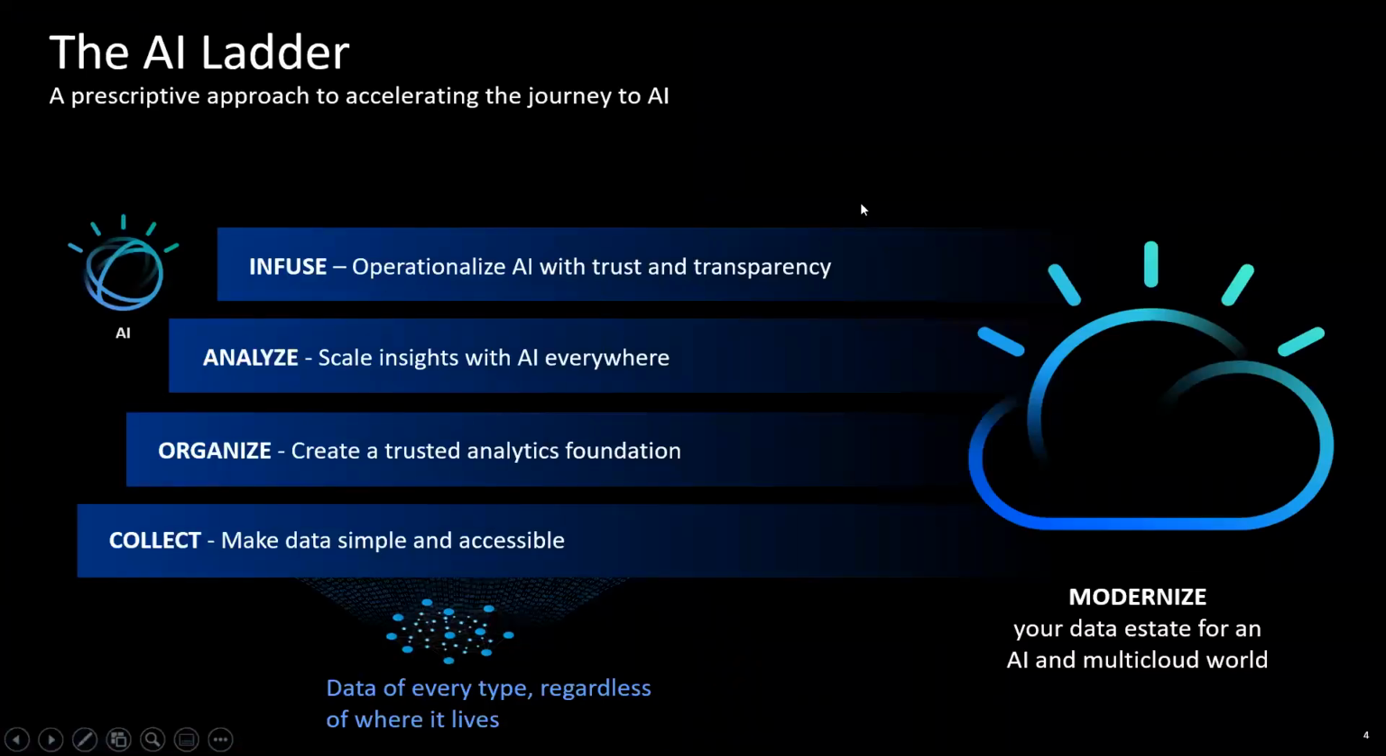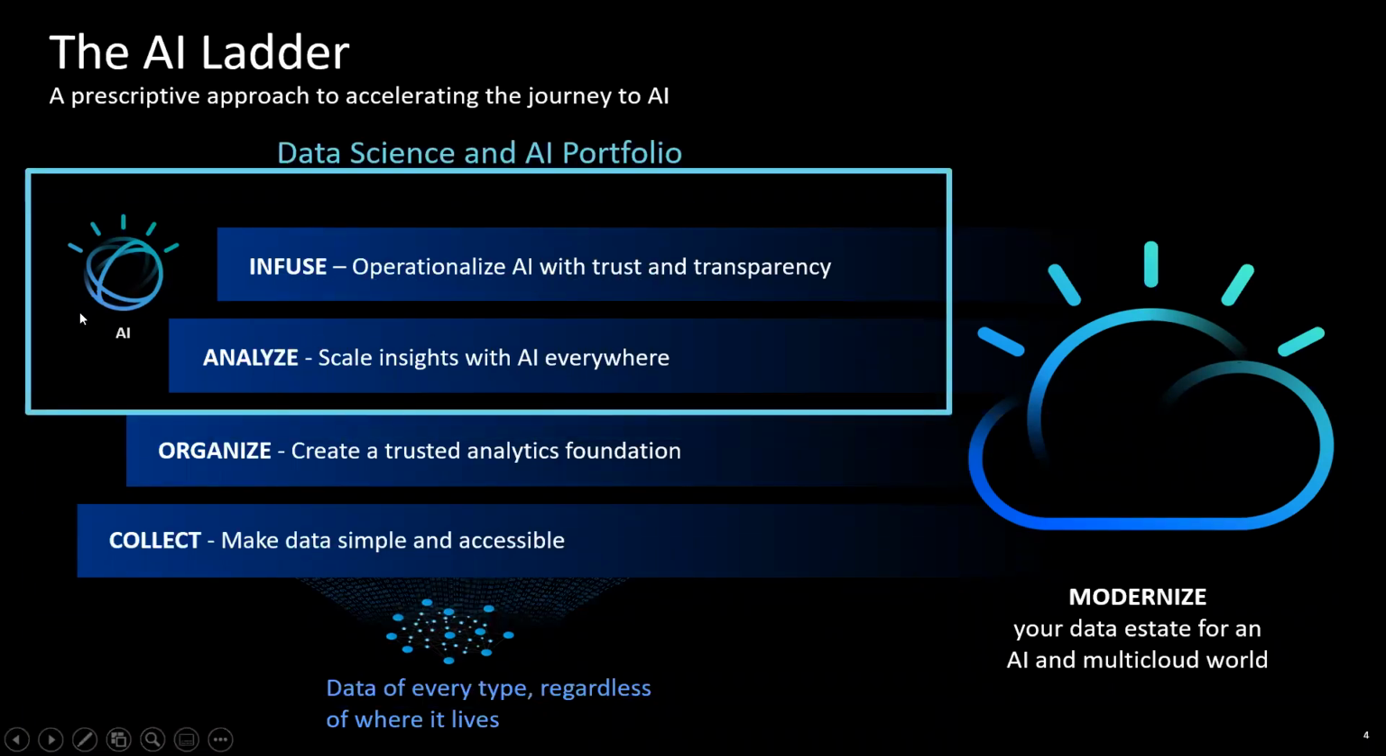All right, so here's kind of your AI ladder. We start at the bottom and work our way up. Collect, obviously we need to collect our data, organize it, analyze it, and infuse it. The analyze and infuse, that's a data science and AI portfolio. That essentially is where Cognos is really coming into play. So Cognos is no longer an analytics tool. It's no longer just a dashboarding tool. It's also an AI tool.